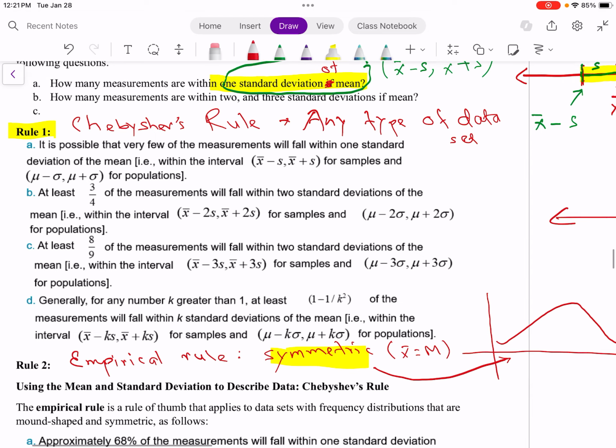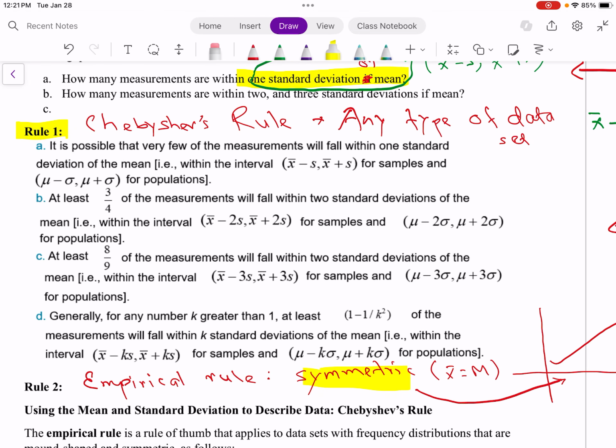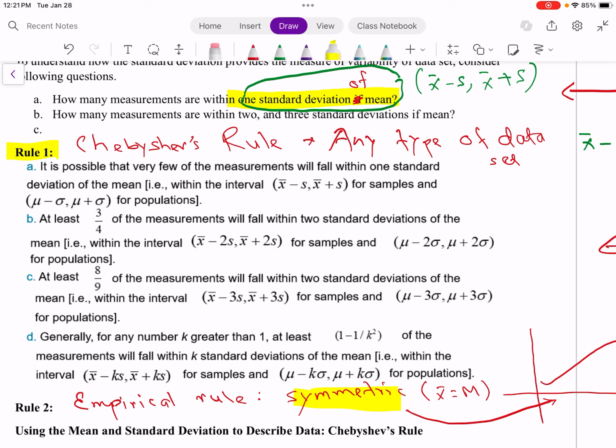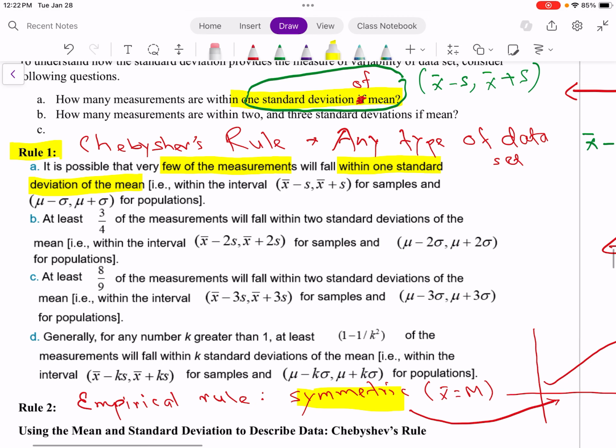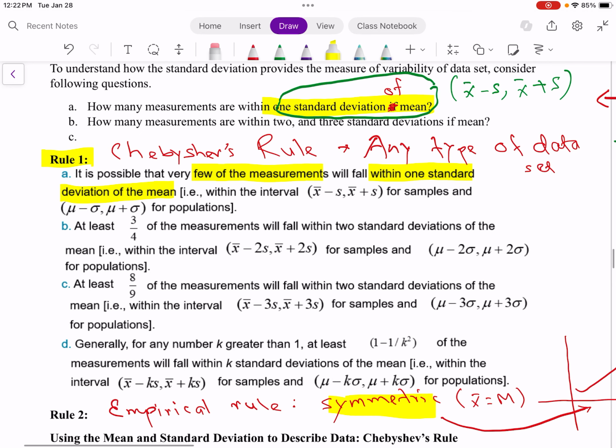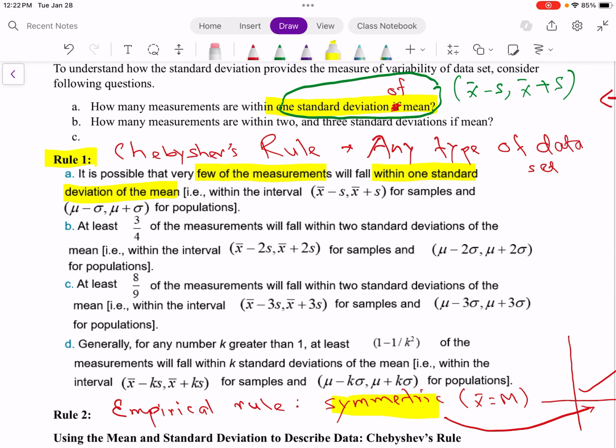According to the Chebyshev rule, it is possible that very few of the measurements will fall within one standard deviation of the mean. What it tells us here is that there is a possibility that a very small number of measurements can be found within one standard deviation of a mean. This is the one standard deviation of a mean, and this is an interval. There is a possibility that few measurements can be found within this interval.